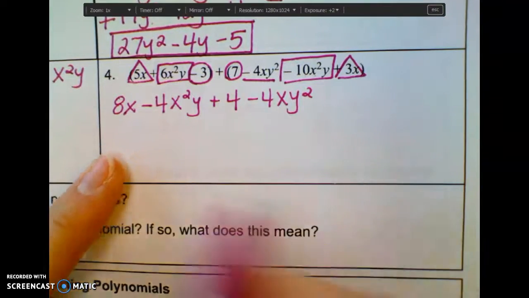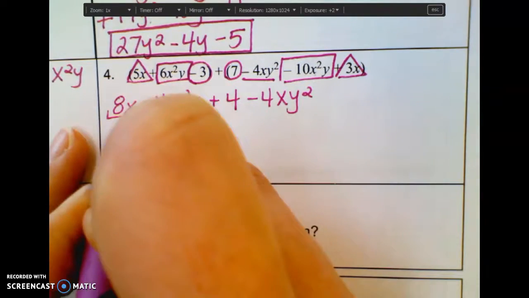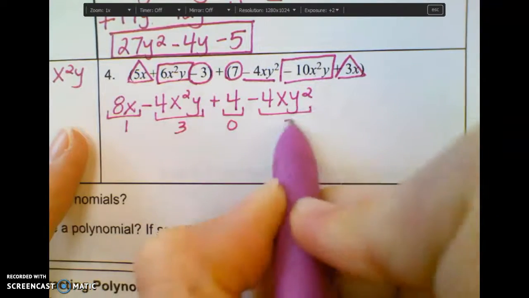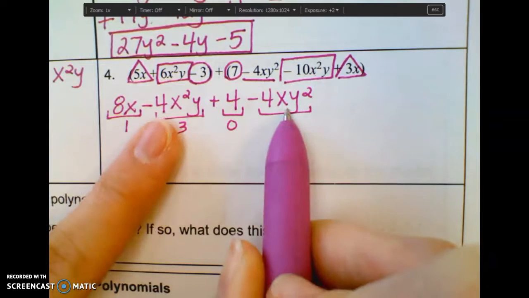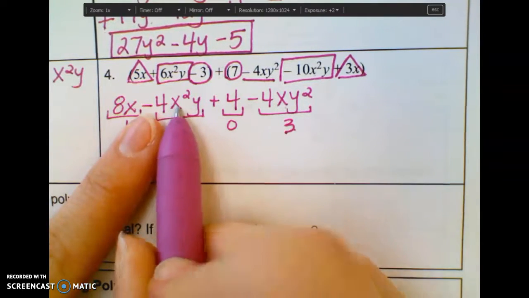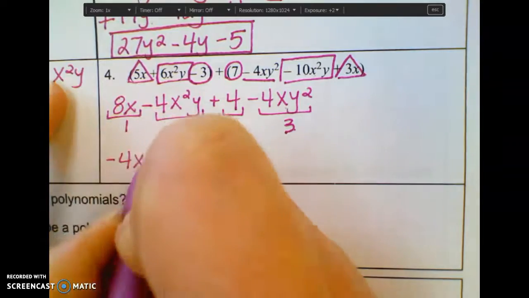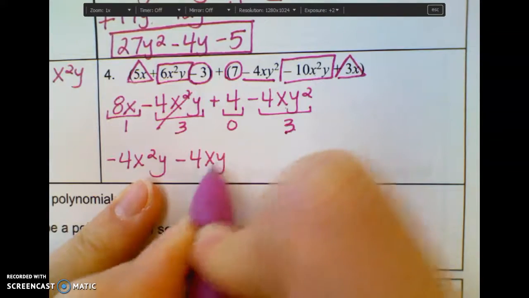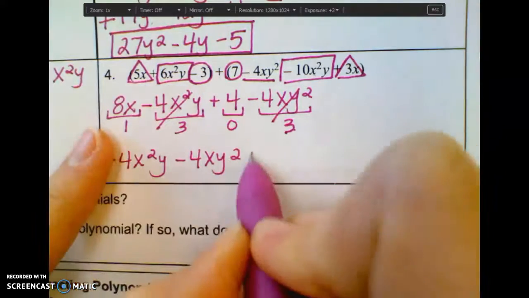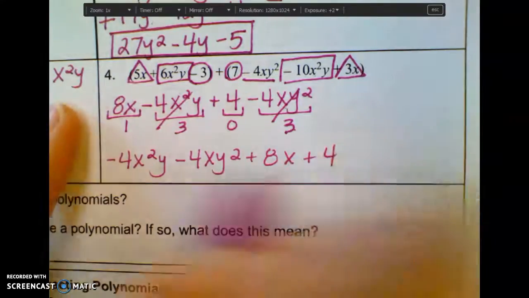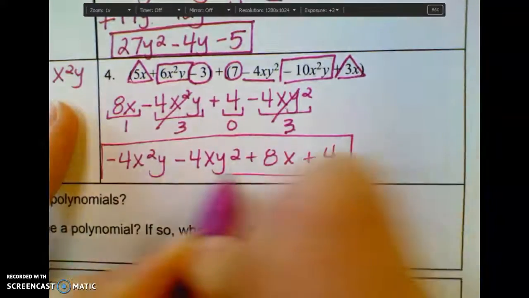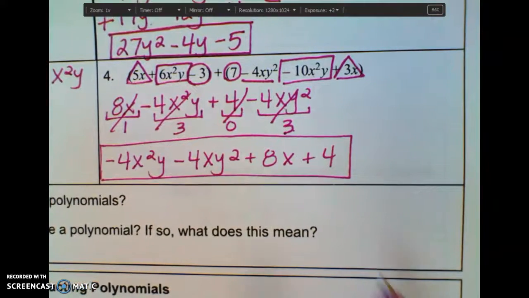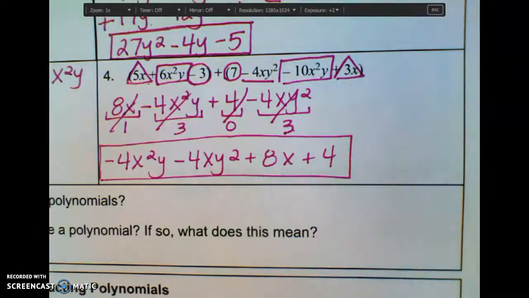Well, let's put this in standard form. We need to look at the degree. This has a degree of 1. This has a degree of 3, degree 0, degree 3. Remember, same degree, now we do alphabetical order. So this one has more of the x's, so negative 4x squared y will come first. Then we bring that negative 4xy squared. Next we bring the 8x and the 4. So now we added them and we put it in standard form. So that's adding polynomials. Just find the like terms and add them together.